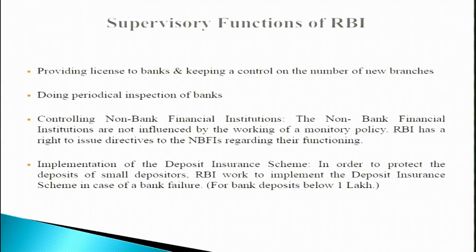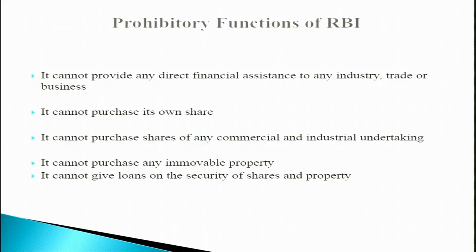Implementation of the deposit insurance scheme. In order to protect the deposits of small depositors, RBI worked to implement the deposit insurance scheme in case of bank failure. Earlier it was 1 lakh, but recently the government has changed it and now it's 5 lakh rupees. So, in case any bank fails, all the people who have saved their money there will get a minimum of 5 lakh rupees. If it is above 5 lakh rupees, they will lose the money.